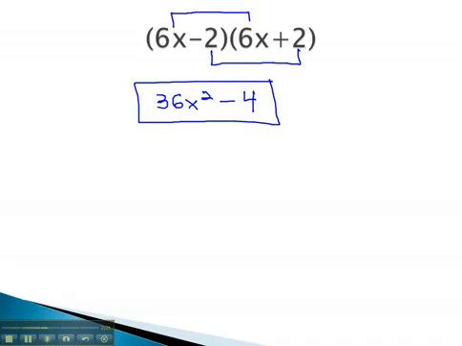If we recognize the sum and difference, we can save ourselves time as we multiply out our solution.